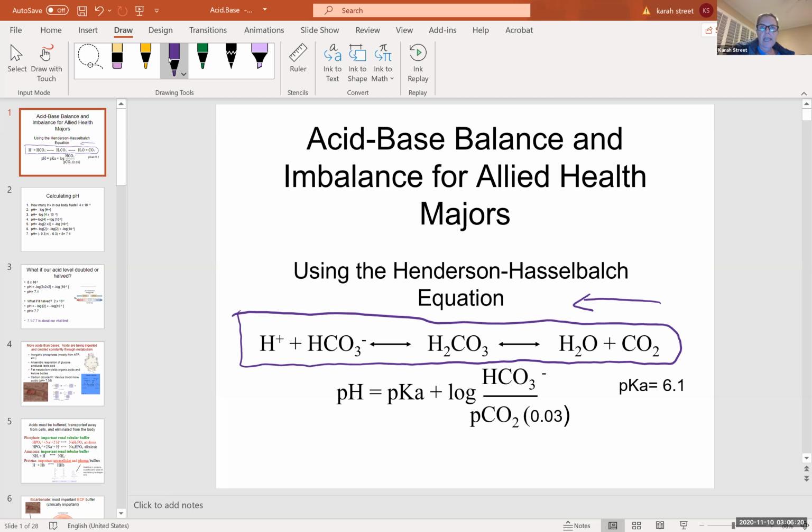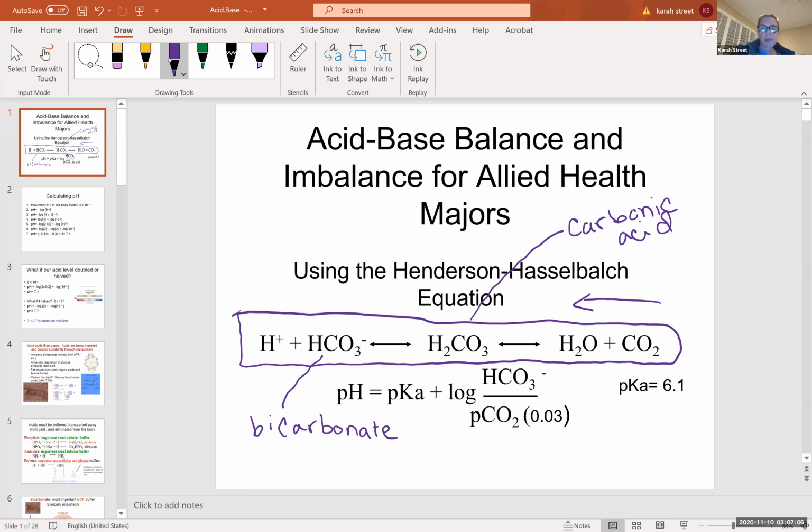Carbon dioxide can be hydrated, meaning it can bind to water and form carbonic acid. That's what this is. And carbonic acid can dissociate into hydrogen and bicarbonate. That's what this is. Or we can go from left to right. We can say bicarbonate will associate with a hydrogen ion to form carbonic acid, which in turn can dissociate into water and carbon dioxide.